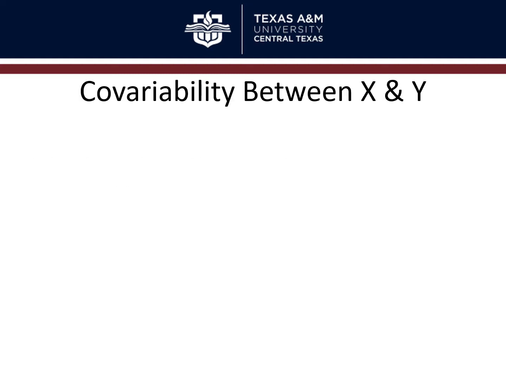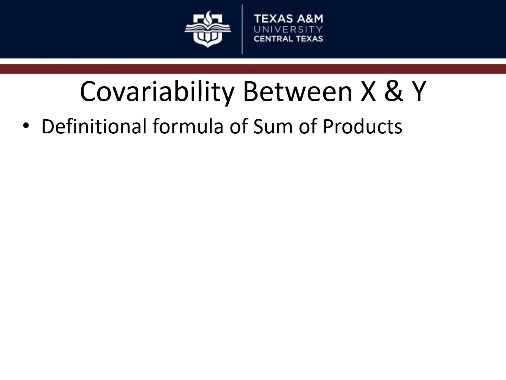Okay, so let's look at maybe something that helped make that covariability concept make a little more sense. So the covariability between X and Y, the numerator in that correlation coefficient formula, is the sum of products. So the definitional formula for sum of products is this: SP equals the summation of X minus the mean of X times Y minus the mean of Y. That's why it's the sum of products, the product of these deviations. When X is different from the mean, its corresponding Y, right? Because every X has a corresponding Y.